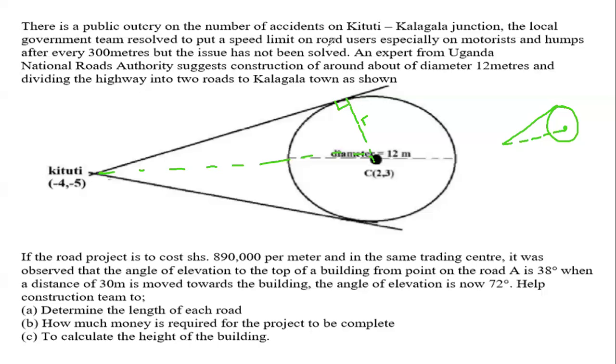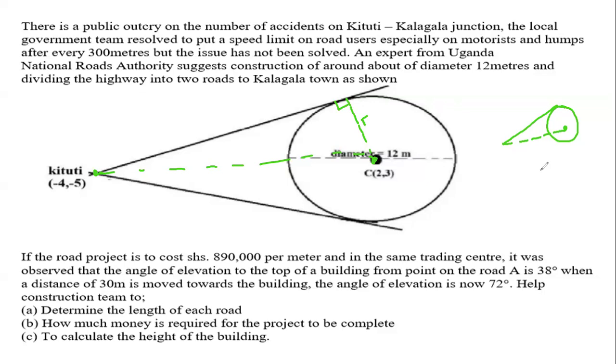Kindly let me know through the chat whether that first step is very okay. Is that first step okay? Okay. Now from there, the next thing we are going to ask ourselves is, if I have 2 points, this point and this point, how can I get the distance from Kituntu up to the center of the circle? Yes, Marie. I'm requesting for your pardon.